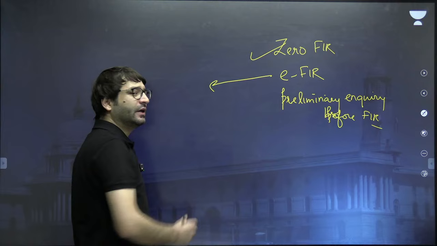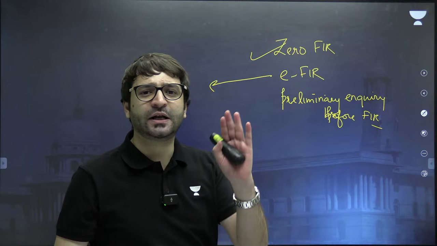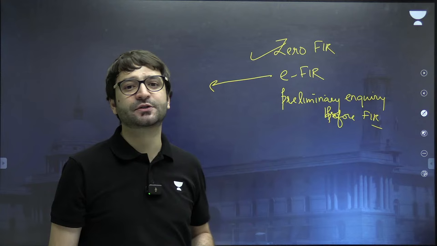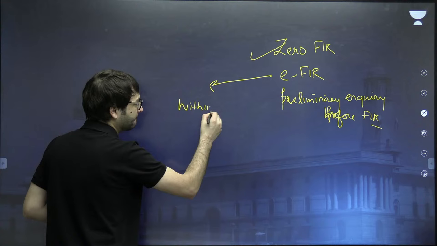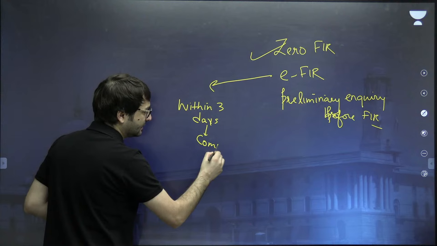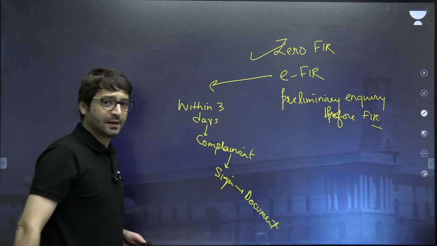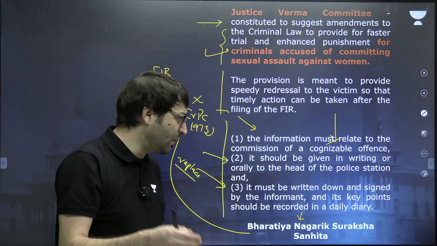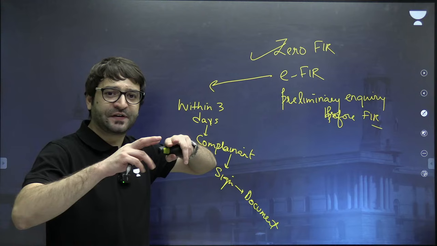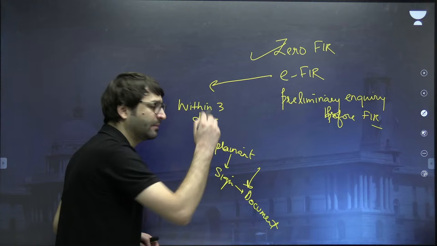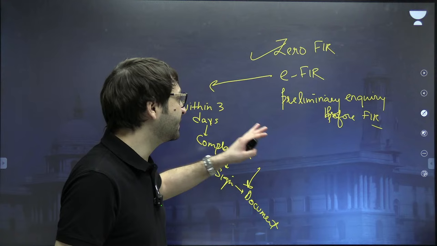Electronic FIR is, as the name suggests, you can electronically, without approaching the police, file this first information report. But please listen to me carefully, this can be asked in your prelims exam. Within 3 days, the complainant has to sign the document. Because in an FIR, what is the condition? This information must be written down and signed by the informant. Similarly, if you are filing an FIR electronically, within 3 days, you have to sign this information. That is EFIR. And then there is something called preliminary inquiry before filing an FIR.